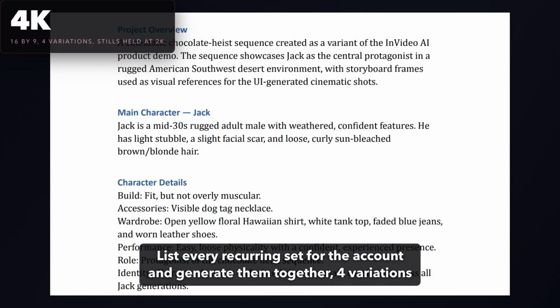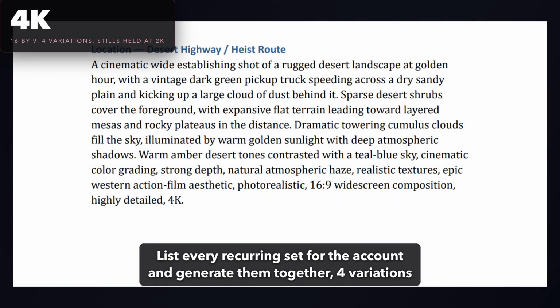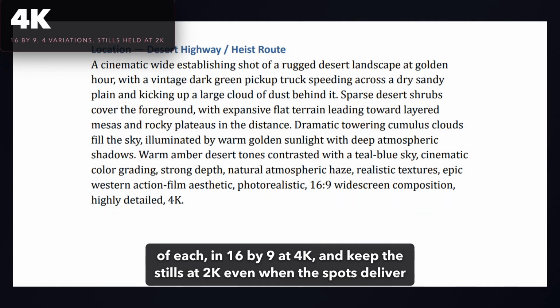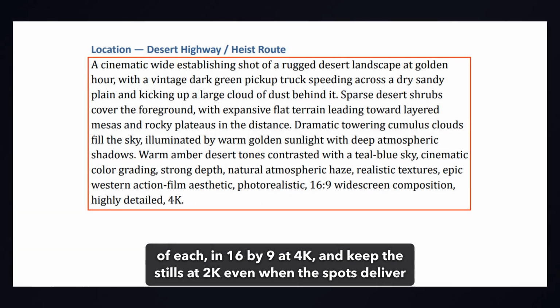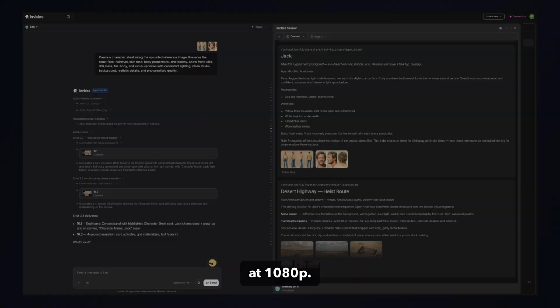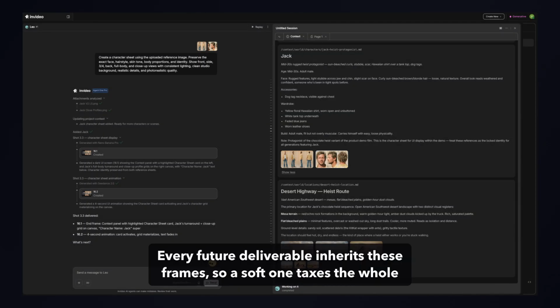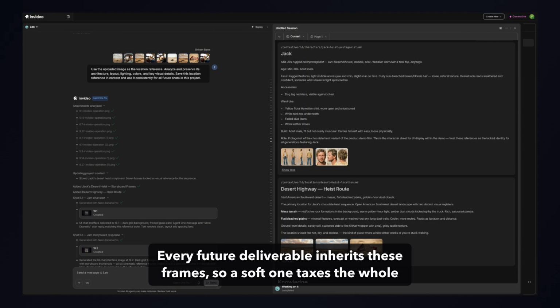List every recurring set for the account and generate them together. 4 variations of each, in 16 by 9 at 4K, and keep the stills at 2K even when the spots deliver at 1080p. Every future deliverable inherits these frames, so a soft one taxes the whole campaign.